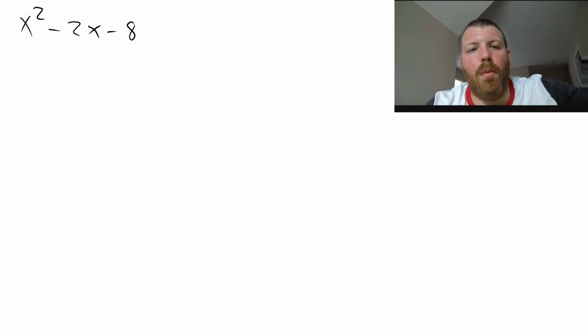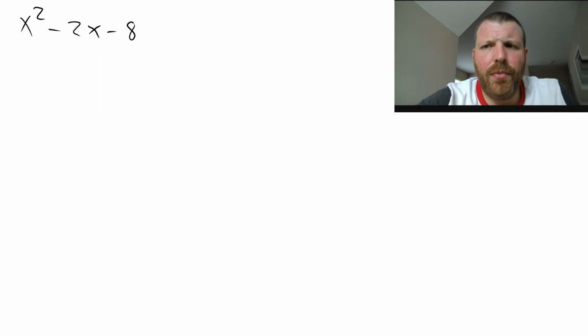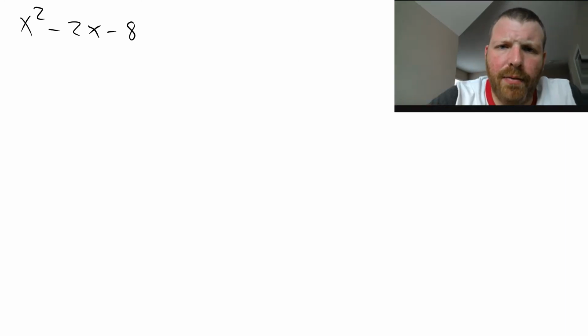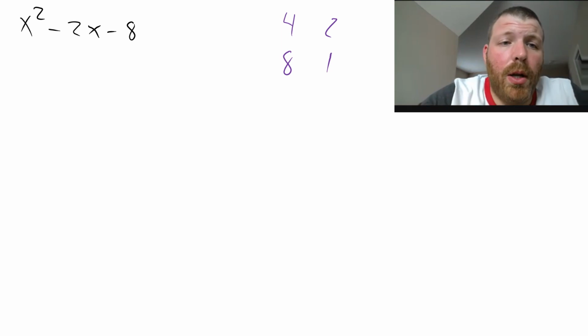Let's take a look at one more example real quick. So we have negative 8 this time, and we have a negative 2. And so what we want to do is we want to find factors of negative 8. So that's 4 and 2, 8 and 1. That's all I can think of. So we need to get negative 2. Well, this ain't going to help. But this one will. We just have to think about the numbers.